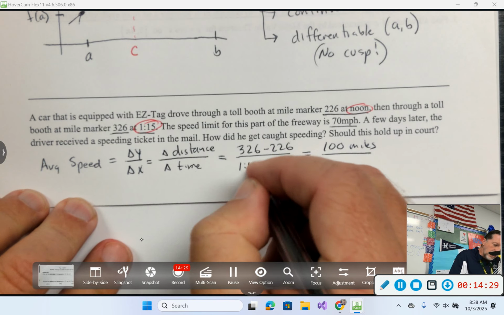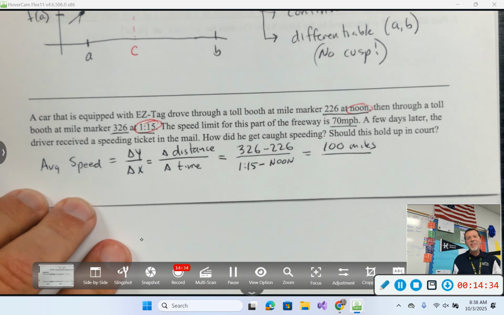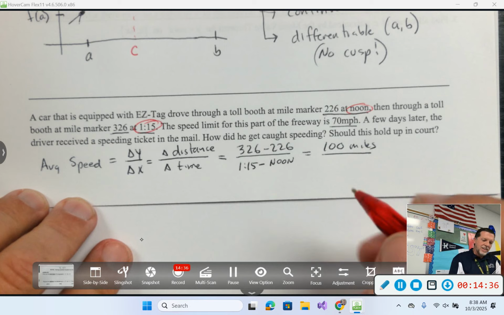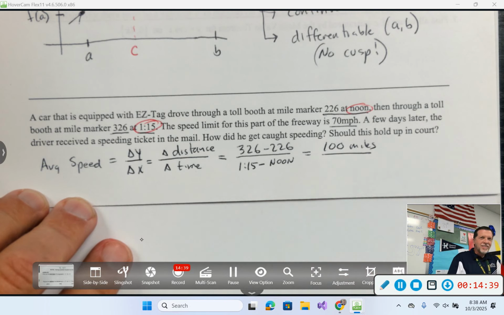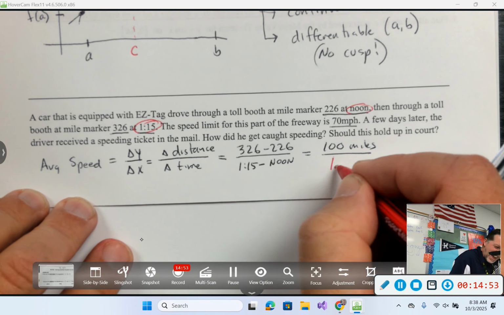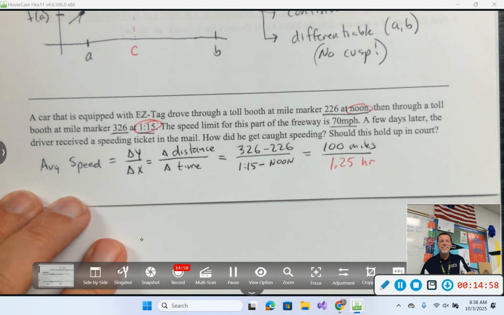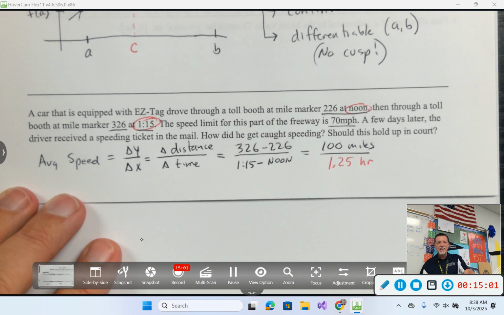So this is going to look weird. I don't know if I should even write this, but 1:15 minus noon. So how many hours is that? 1 hour and 15 minutes? 12 to 1:15. 1 hour and 15 minutes? It's an hour from 12 to 1 and an hour from 1 to... Oh, I'm stupid. How about 1.25 hours? Pick the weird one. 100 divided by 1.25.